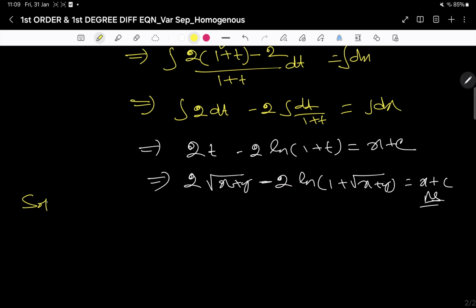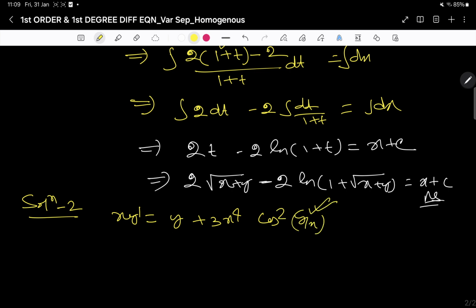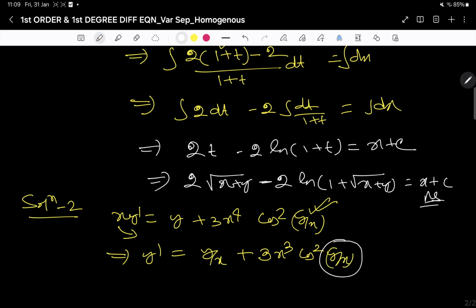Next, coming to solution 2 under B. x y dash is equal to y plus 3x fourth cos square y by x. You see here there is a y by x. So you bring this x to this side. If you divide it, y dash is equal to y by x plus 3x cube cos square y by x. Now we may substitute y by x is equal to t.